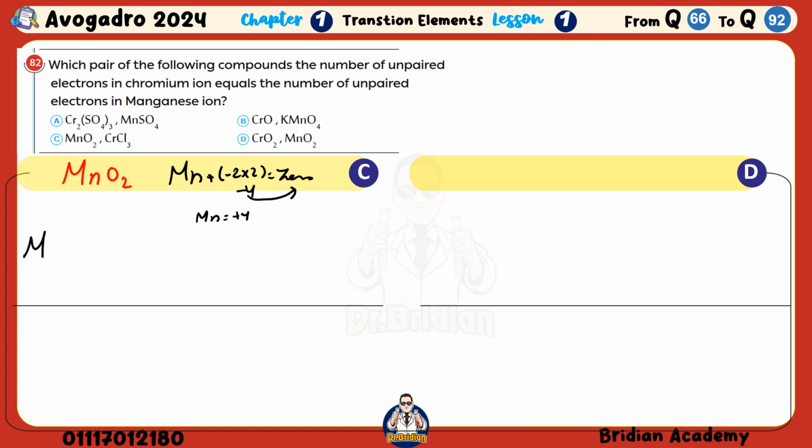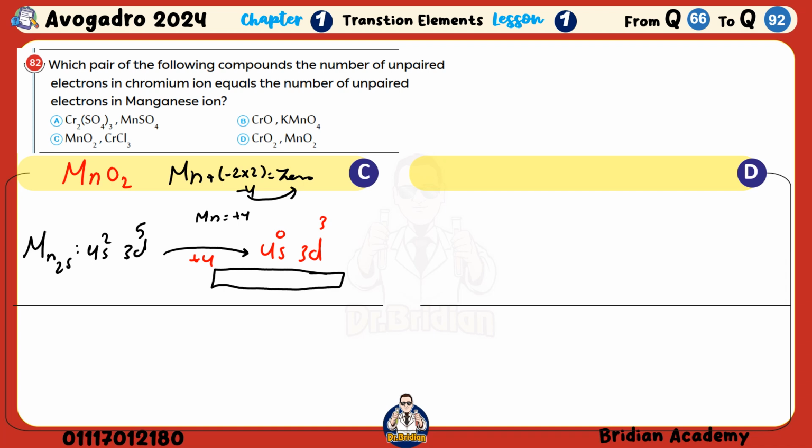Manganese 25 in the atomic state will be 4s2, 3d5. Then it will lose 4 electrons. It will lose 2 from s, 4s0. Then 2 from d, it will be 3d3. Okay, drawing the d sublevel orbitals, you have 3 unpaired electrons.